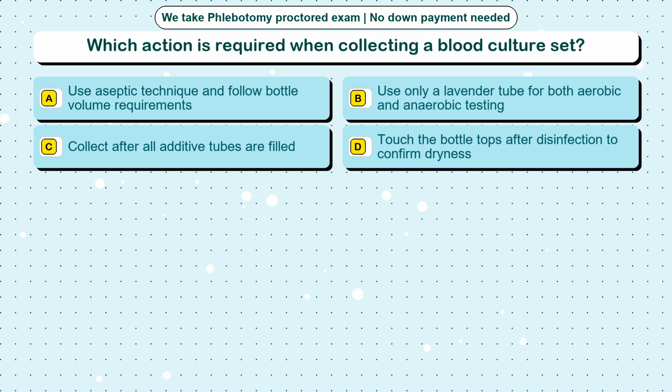Question 90. Which action is required when collecting a blood culture set? Option A, use aseptic technique and follow bottle volume requirements. Option B, use only a lavender tube for both aerobic and anaerobic testing. Option C, collect after all additive tubes are filled. Option D, touch the bottle tops after disinfection to confirm dryness.